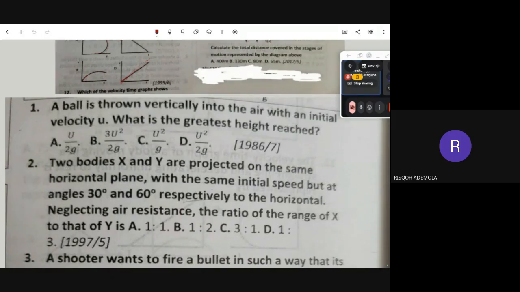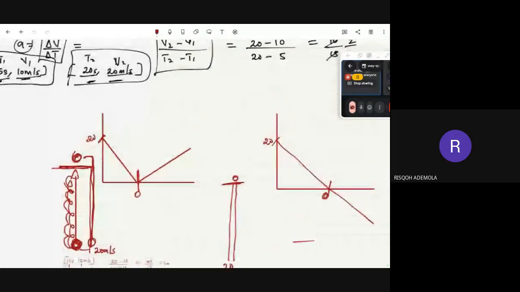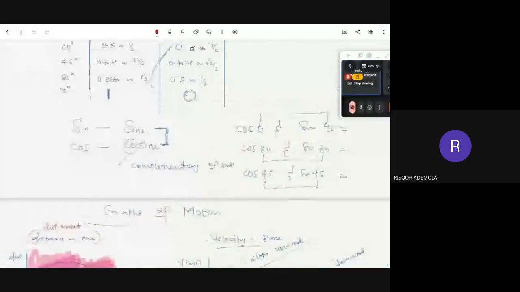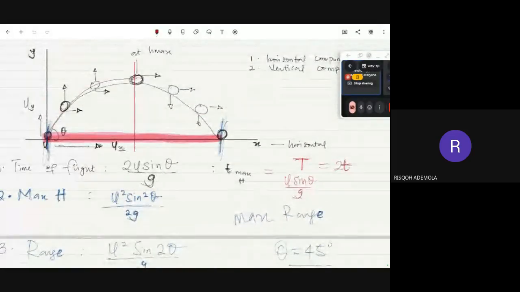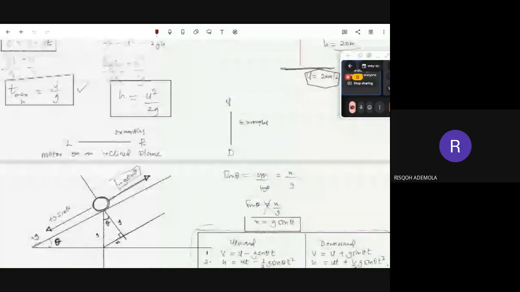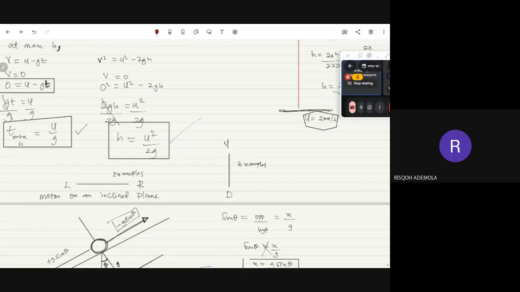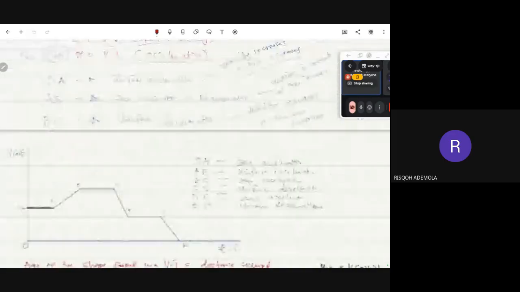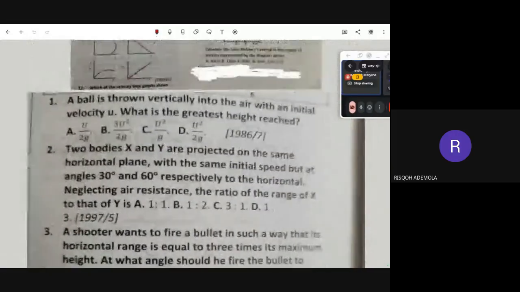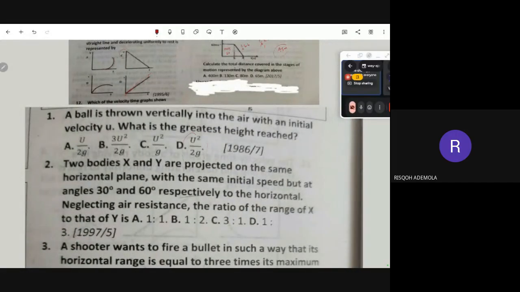In fact, I think I gave you guys the formula. So if you don't know it, that means you need to go back to the last class, under projectile. I remember talking about it. The greatest height reached is u squared over 2g. Time to get to maximum height is u over g. The question is asking for the formula, u squared over 2g. So that question is very simple. The answer is u squared over 2g.